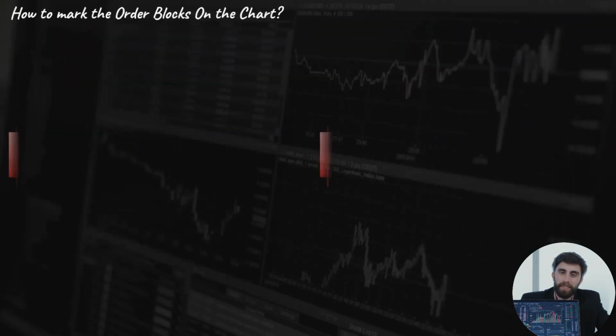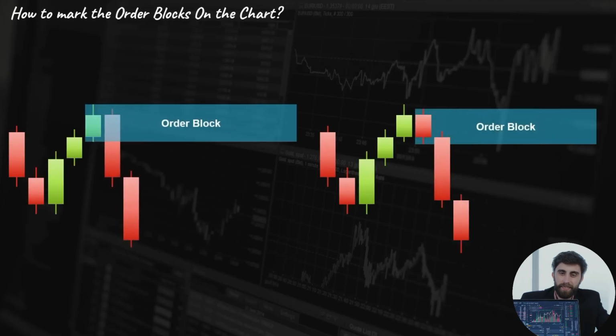Same concept for the bearish scenario. We mark the last candlestick before the start of a drastic bearish move as our order block zone. This is the basic form of marking the order blocks on the chart.